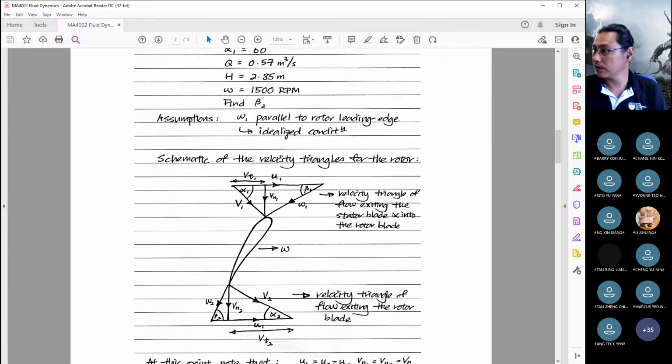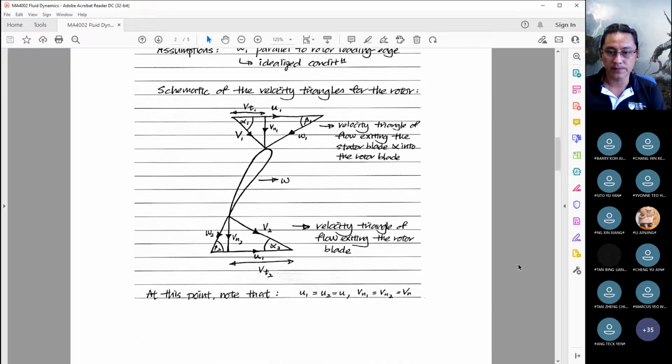Okay. Now let me go back to the question. Barry asked a question: if the blade you drew is in the opposite direction, the calculation shouldn't change. No, it shouldn't change. If you understood the principles clearly, it will not change at all. Okay, let's proceed to solve the problem.